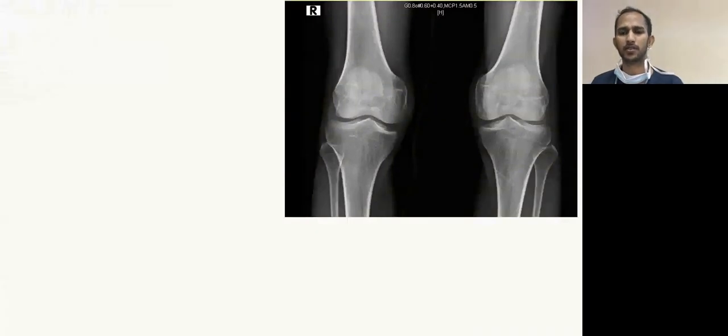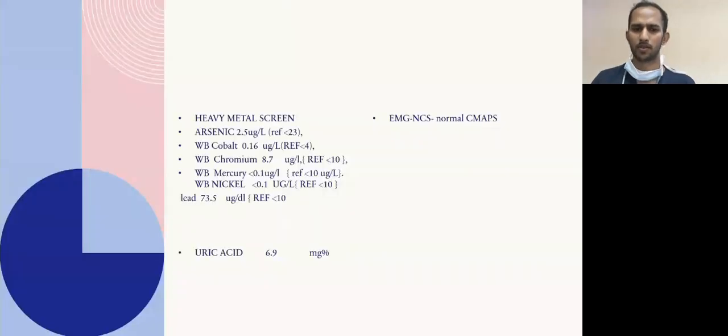Because of the joint pains, we did an X-ray to look for any local pathology. The knee joint spaces were preserved, the bone looked normal, and there were no soft tissue swellings. Further, we went into heavy metal screening. His blood lead level was 73, where it is supposed to be less than 10. Uric acid was 6.9, which is within normal limits for a male. EMG did not show any evidence of neuropathy.